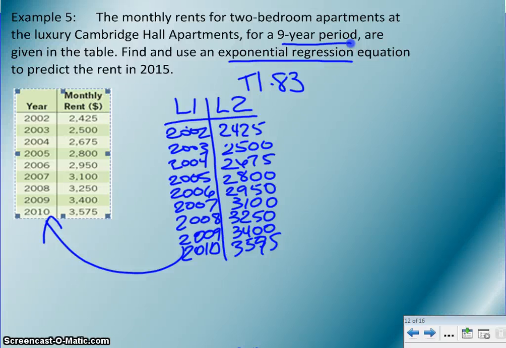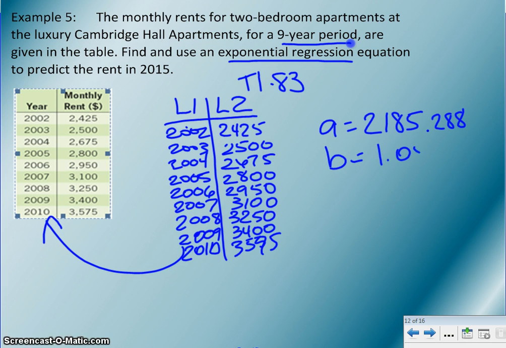Now, if you did this correctly, in the calculator you're going to get that a equals 2185.288. It goes on, but I'm going to stop there at 288. b equals 1.051. So now we're going to plug that into our exponential regression formula. Remember our formula was y equals a times (1 plus r) to the n power.